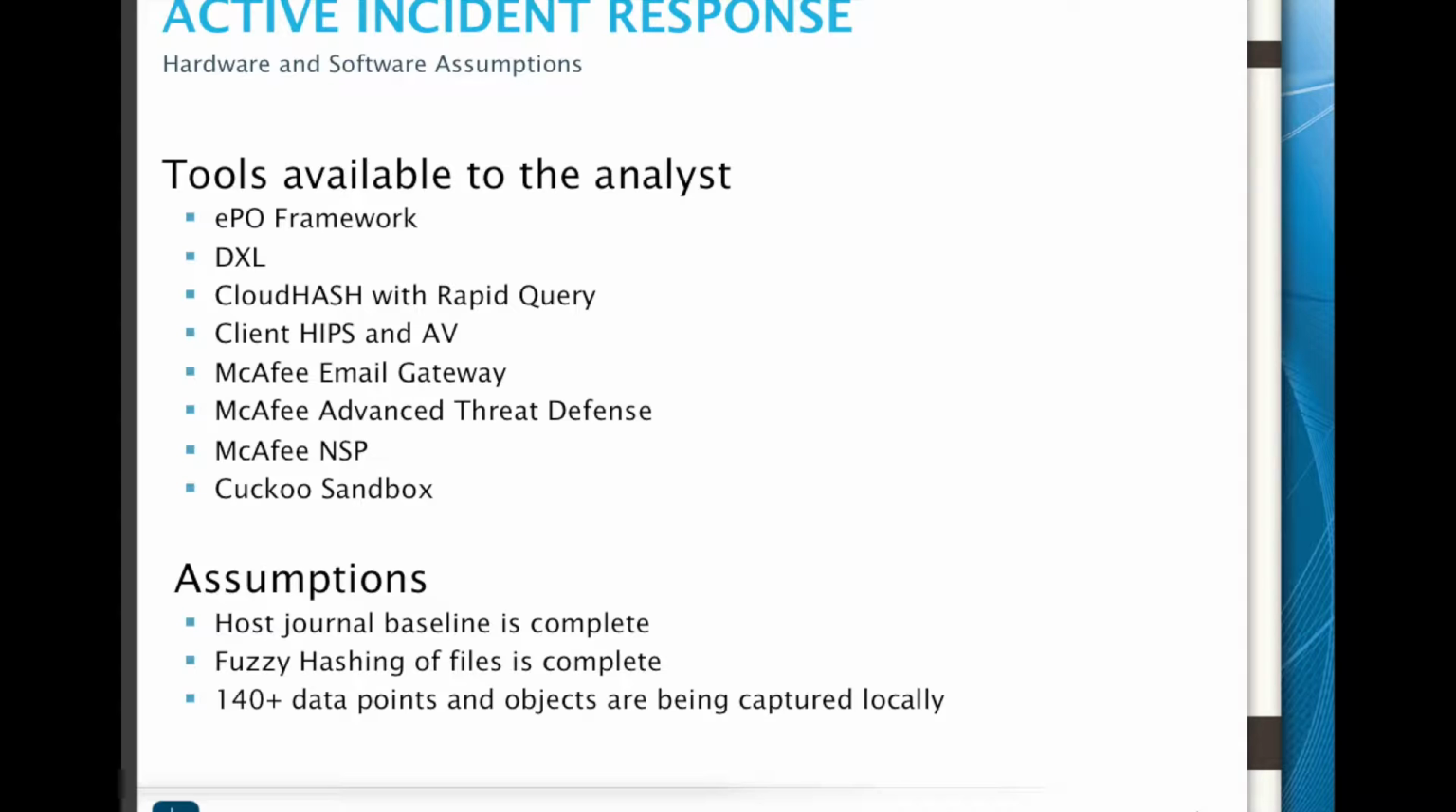So the assumptions in our little environment here are that we're running an EPO framework. We have DXL running and installed in the environment. Of course, you have CloudHash Security with RapidQuery installed. You have HIPS and AV on your machine, as well as the email gateway, McAfee Active Threat Defense, and your IPS. Your NSP is your IPS, your ATD is your malware analysis, and you have Cuckoo Sandbox running so that we can do some malware analysis.